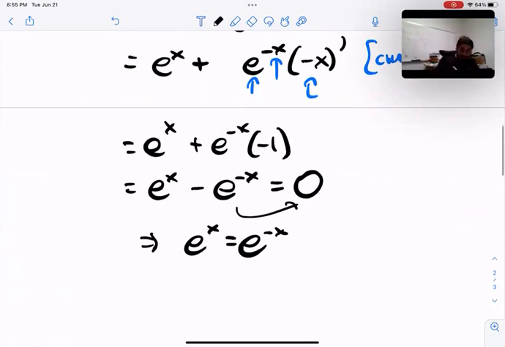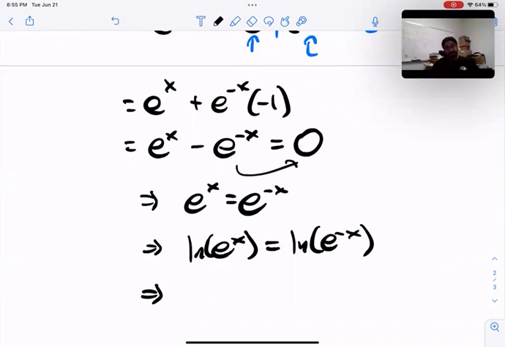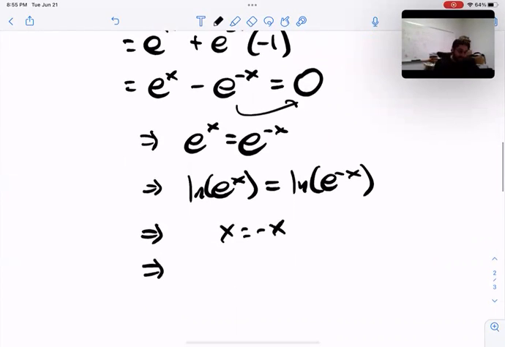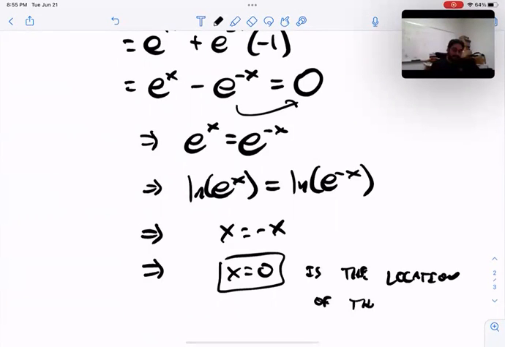Then if you want, you can take natural log of both sides, or equivalently, use the fact that e is a one-to-one function. The exponential function is one-to-one, either one. And I get that x equals negative x. And there is only one number that equals its own negative. That's 0. 0 is the only number equal to its own negative. So the solution to that equation, x equals negative x, is x equals 0. So we got just one critical value, just one place where this is the location of the horizontal tangent, and actually the only horizontal tangent.